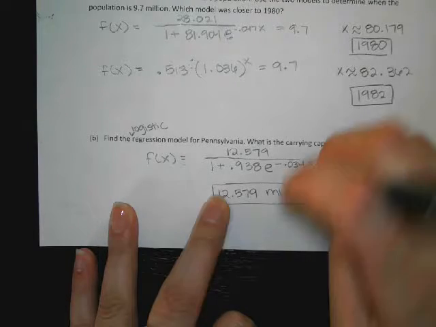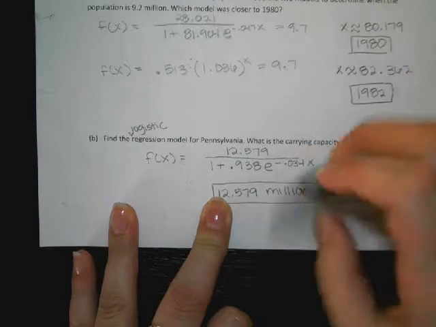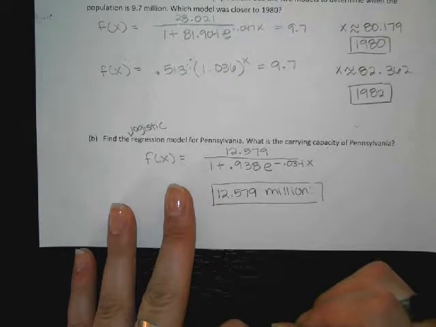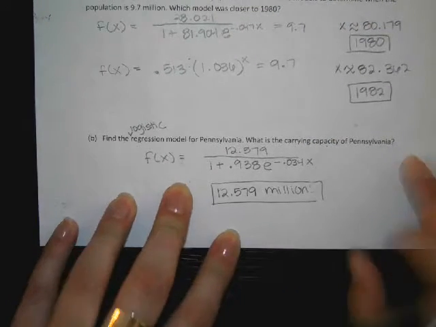Millions, yep, because if you look, it's in millions of people. 12.579 million people. There we go. All right.